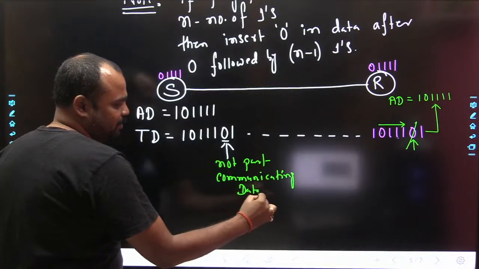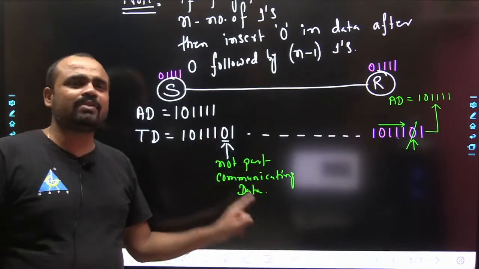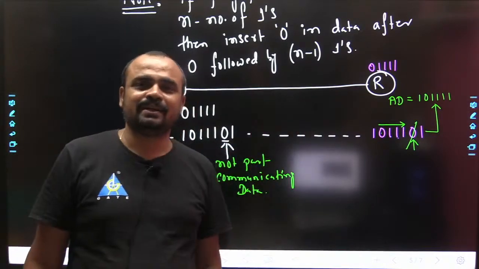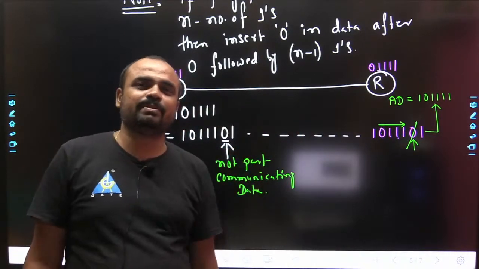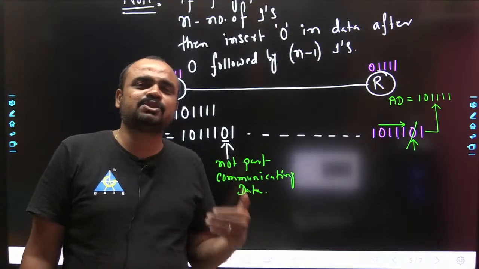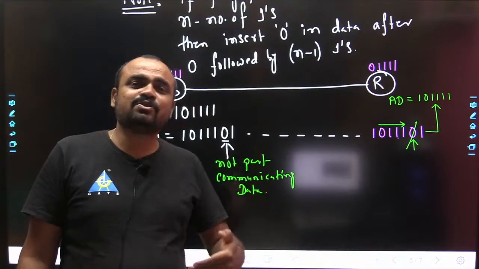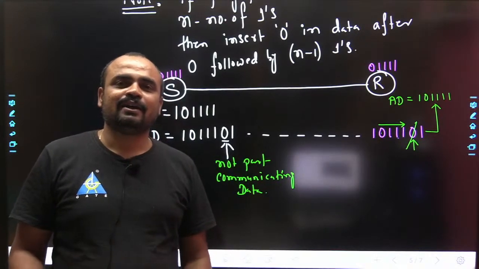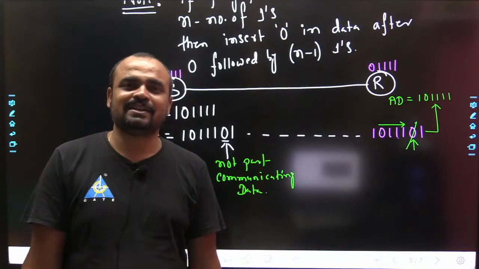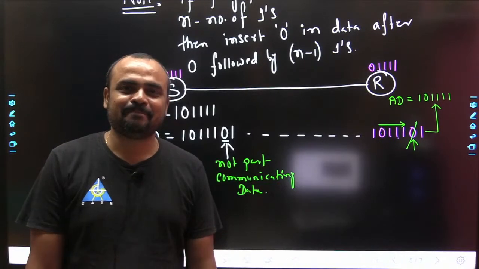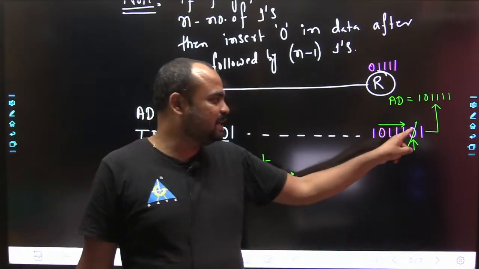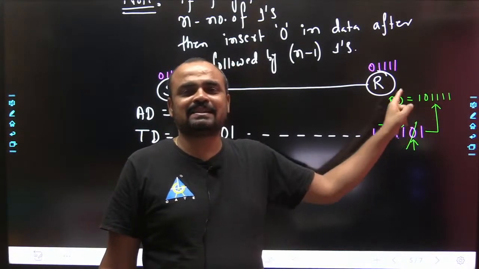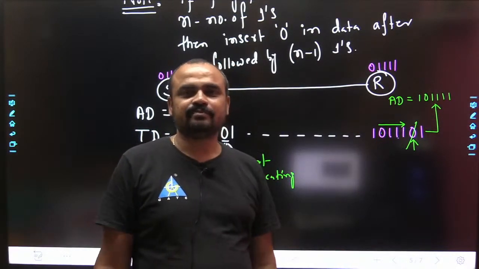Are you getting my point or not? Since this is not a part of the communicating data, definitely the receiver has to remove this bit before accepting the actual bits or actual data. Are you getting my point or not? Yes or no? Everyone, say something. So definitely the receiver will remove this bit first of all and then accept the actual data. Got it?